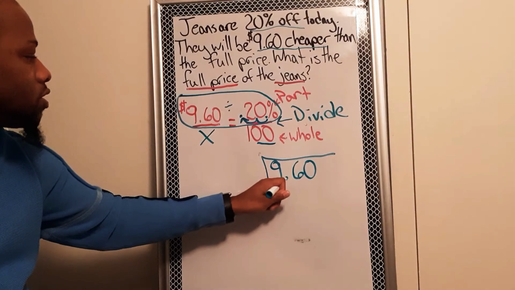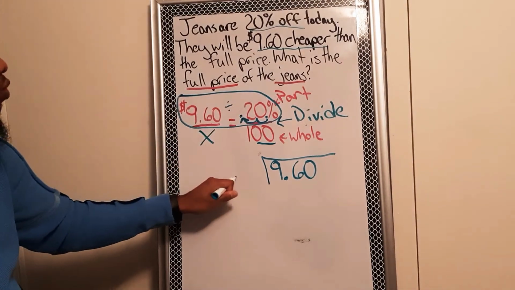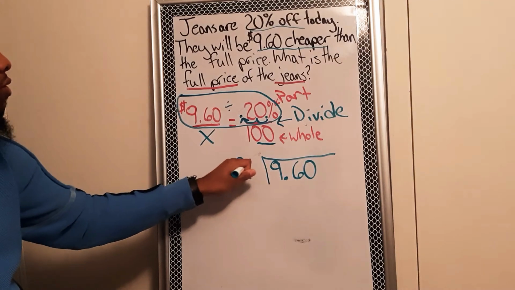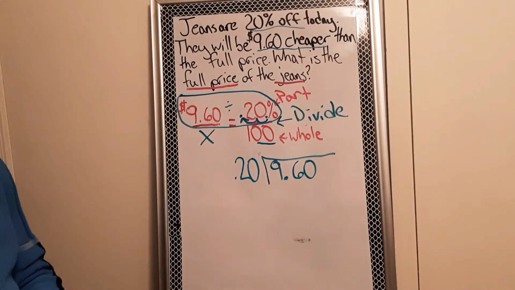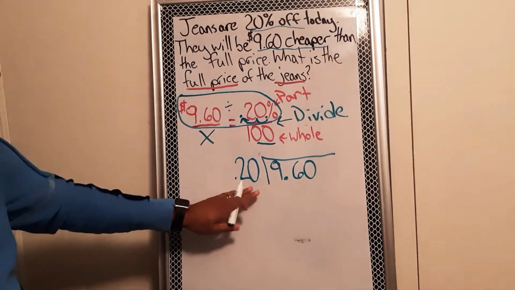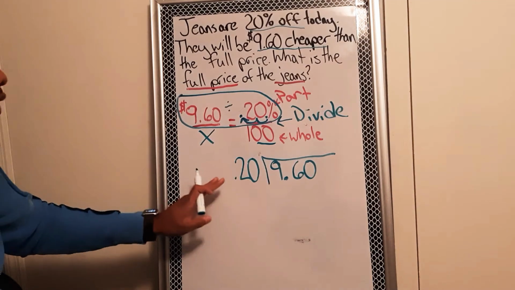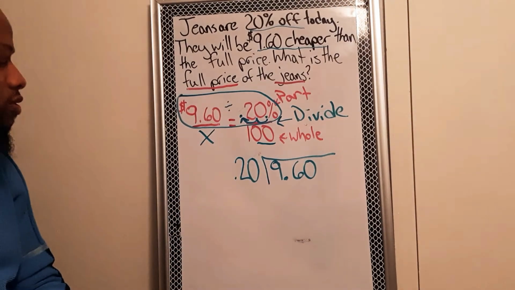I've got too many decimals there. Let me just come out of that. Okay, that means I'm going to put 20 hundredths outside the house. Now wait a minute, that doesn't look right. I can't divide a number that's less than 1. I want to get rid of that decimal outside the house.